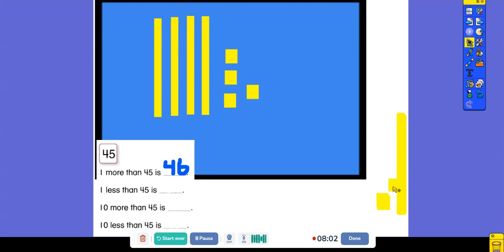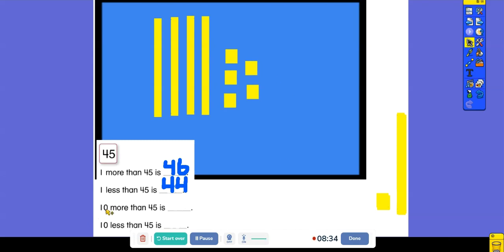So if I pull 1 away, count with me. 10, 20, 30, 40, 41, 42, 43, 44. So 1 less than 45 is 44. Okay, I'm going to go back to that original number of 45. So I'm going to put the cube back.